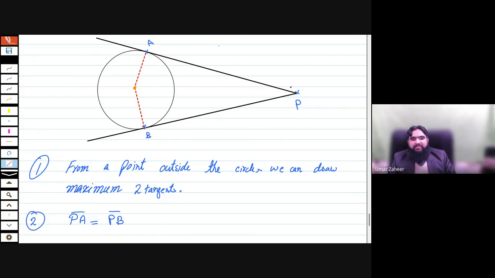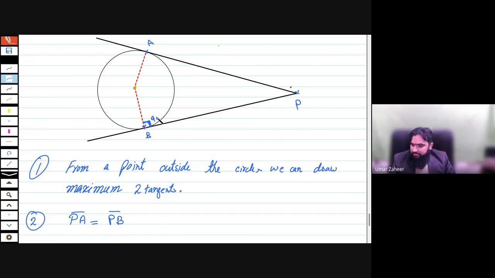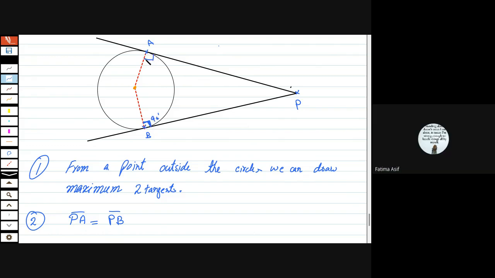I'm going to make these points with the center, and we know that it is a center, and it is a radius, and it is a tangent. And in the previous property, we have learned that the angle between the tangent and the radius is always equal to 90 degrees.